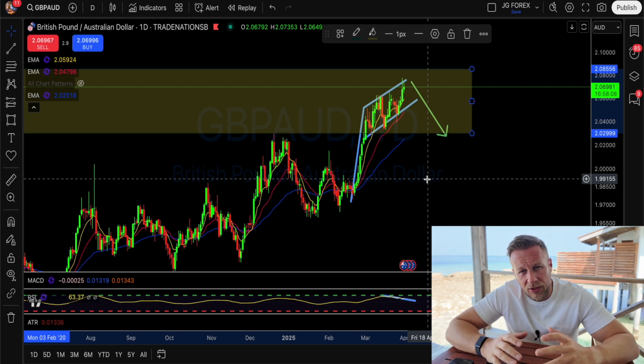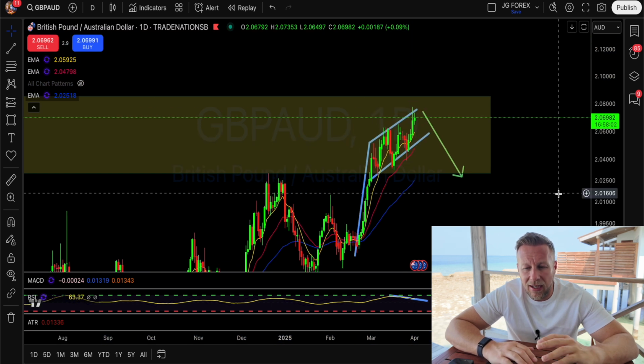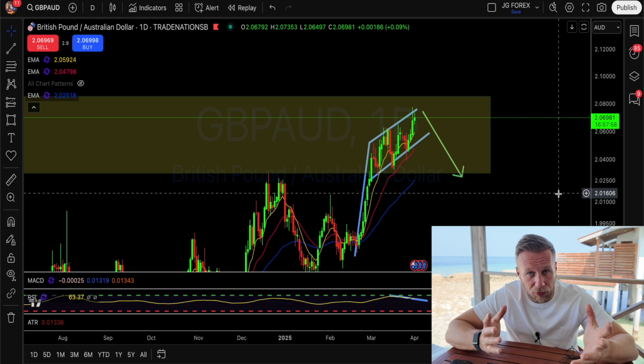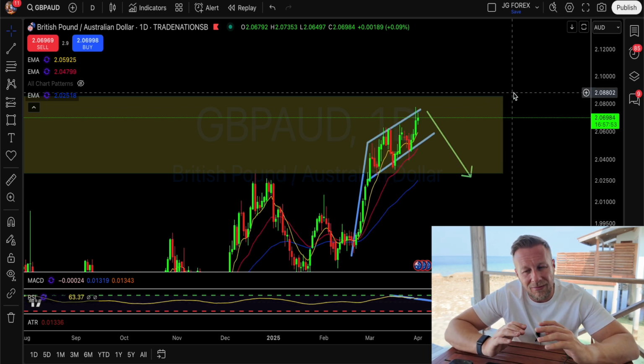Next thing we want to be able to do is actually see where we can get in, or how we can get in. One of the things you need to bear in mind on this pair is it has a high ATR. The average true range is pretty high. It's got a big spread as well. And that means that you really want to get tight stops. You really want to get a tight entry.